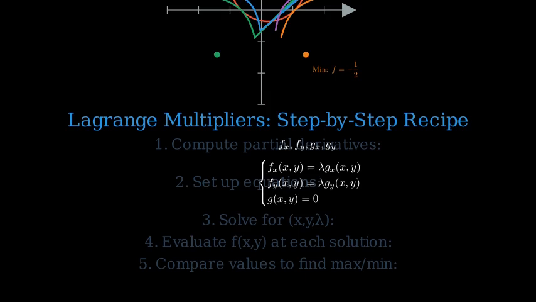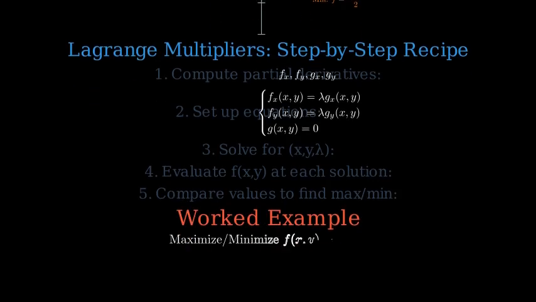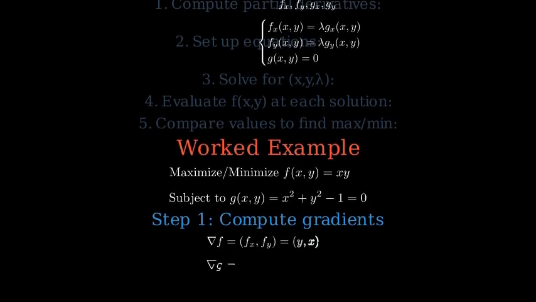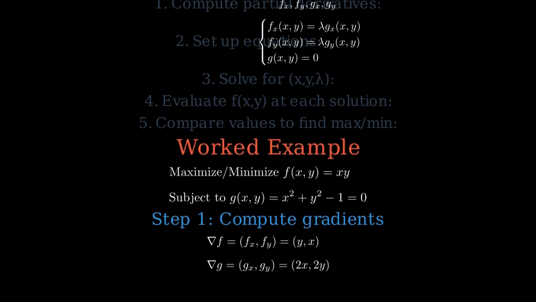Let's apply this method to our example. Maximize and minimize f of x, y equals x times y subject to x squared plus y squared equals 1. We'll go through all 5 steps systematically. Step 1. Compute the gradients. The gradient of f is the partial derivatives. f sub x equals y, and f sub y equals x. The gradient of g is g sub x equals 2x, and g sub y equals 2y.